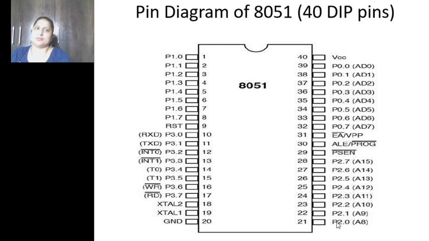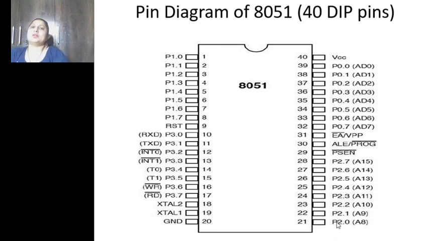So what we learned today? We learned the physical diagram, or pin configuration, or pin diagram of the 8051. So how many pins are we having in the 8051? 40 pins are there, 20 pins for the left side, 20 pins for the right side. These are DIP pins, meaning dual inline package pins. It has one ground pin and one power supply pin, that is the VCC pin. Pin number 20 is ground, pin number 40 is VCC.